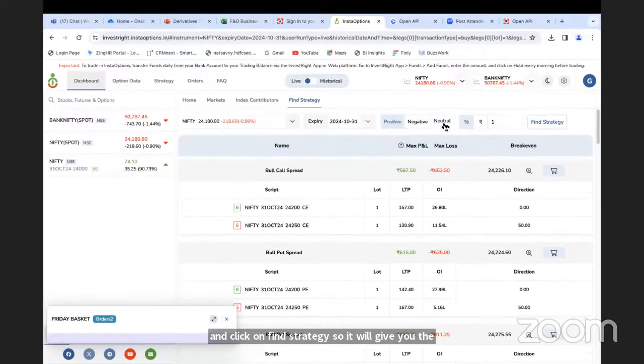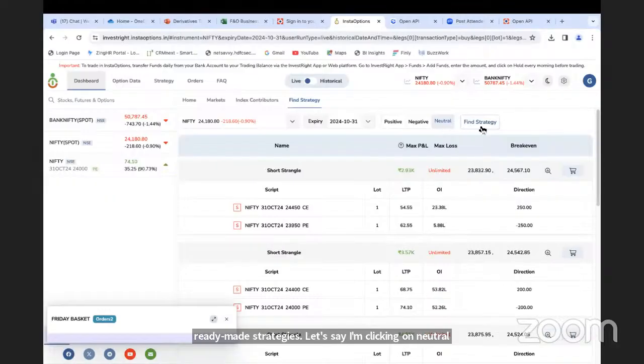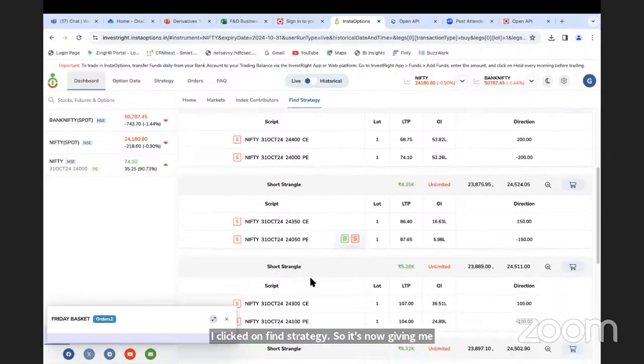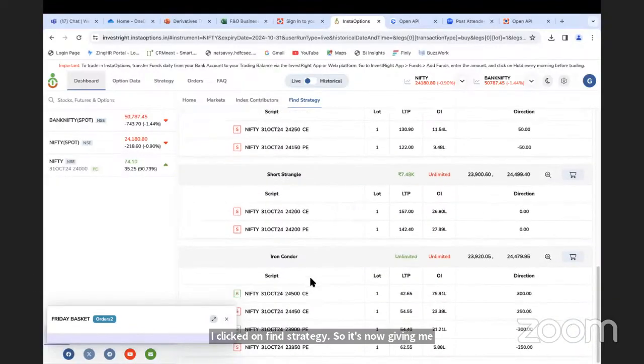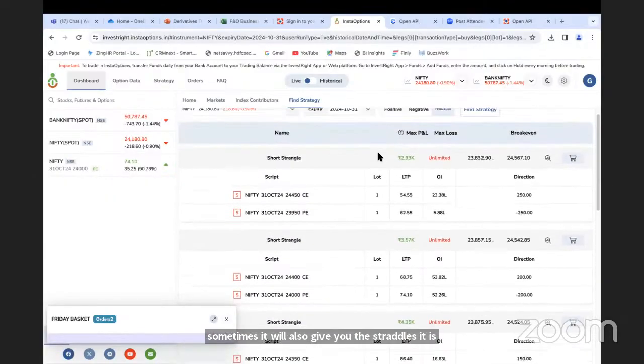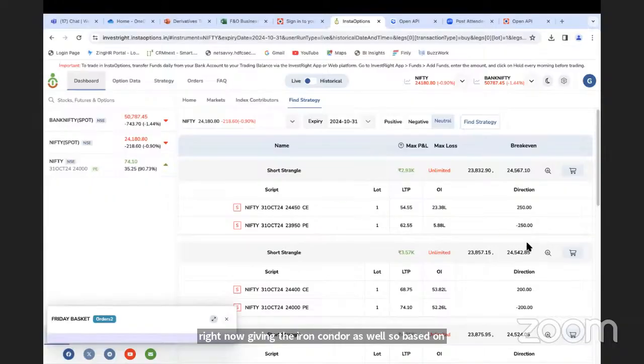Let's say I'm clicking on neutral, I clicked on find strategy, so it's now giving me short strangle. Okay, sometimes it will also give you the straddles. It is right now giving the iron condor as well. So based on this, we can select the strategies. All right, we can also analyze it the way we analyzed it earlier. Okay, and we can execute it at once with this button. Okay, so the ready-made strategies are available over here.